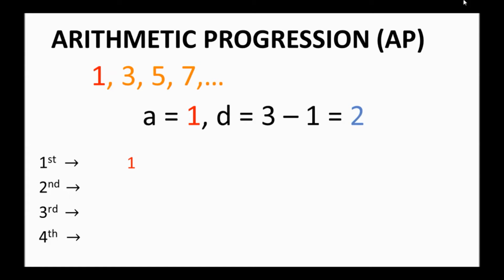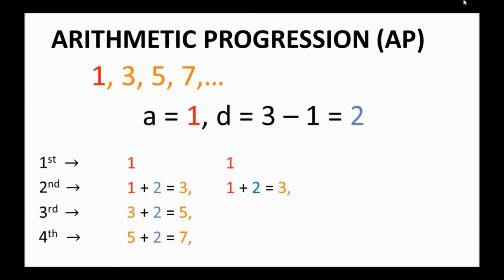Let's see how. The first term is 1. If I add 2 to this term, I will get 3, which is the second term. If I add 2 to the next term, that is 3, I will get the third term, which is 5. If I add 2 to 5, I will get the fourth term, that is 7, and so on.